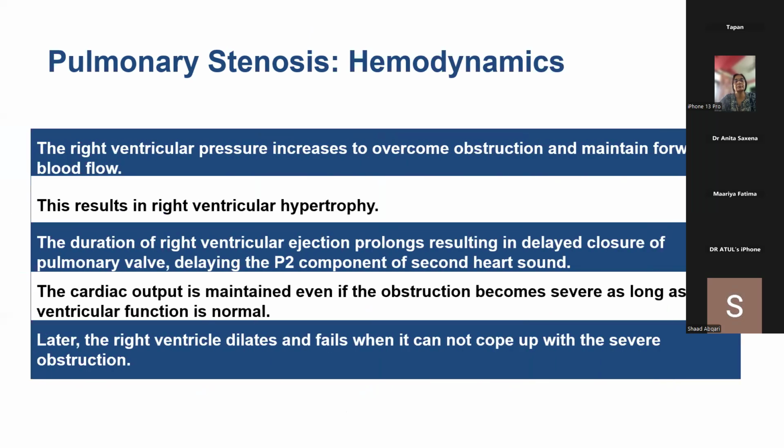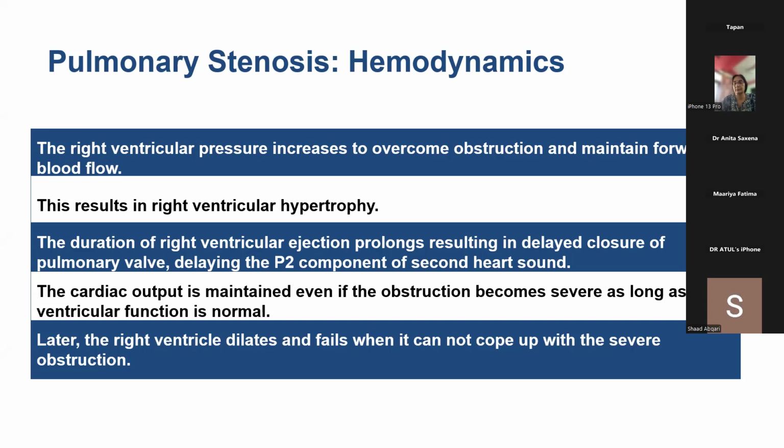Now, how does it affect the heart? As we expect, right ventricular pressure is going to increase because of pulmonary stenosis. And to maintain forward blood flow, the RV pressure increases, and that produces a right ventricle to pulmonary artery gradient, which is what we call the pulmonary stenosis gradient. There's obviously right ventricular hypertrophy. The more severe the stenosis, the more delayed the pulmonary component will be. So you're going to have a wide variable split of the second heart sound, and P2 becomes soft.